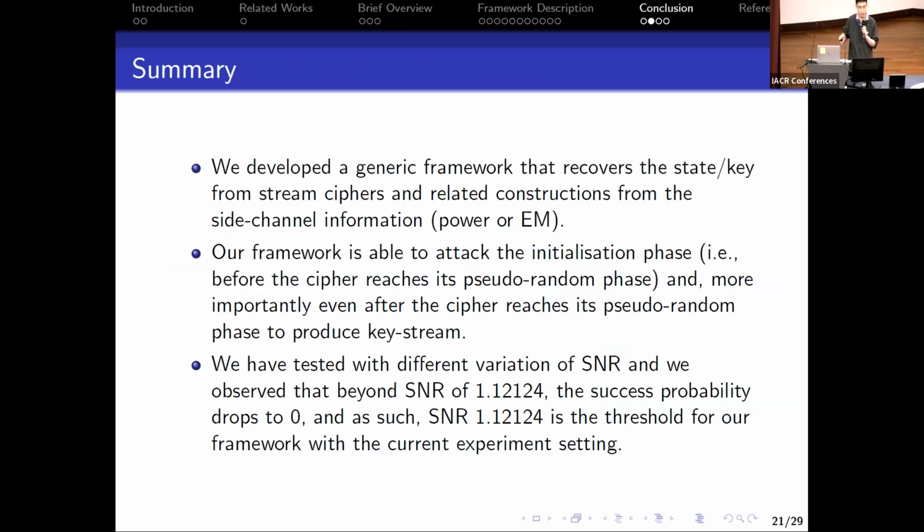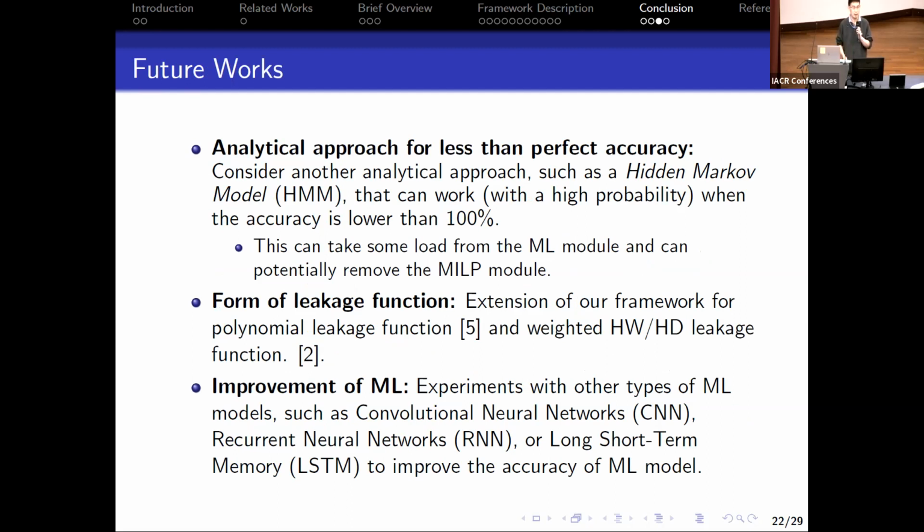Another question we were asked before: we have also tried a variety of SNR by testing on multiple SNR scenarios, and we show that when the SNR goes beyond 1.12, the success probability drops to 0. So for our current setting, this is our limit, but we can probably increase it further. This is the future work that we can do.